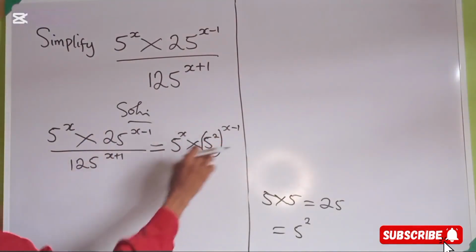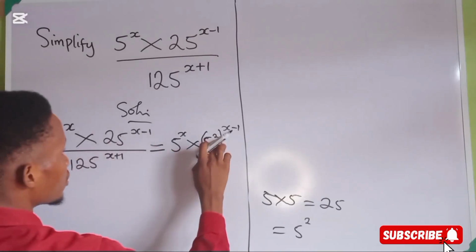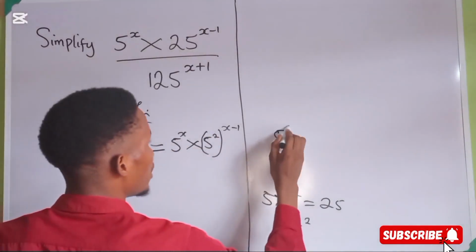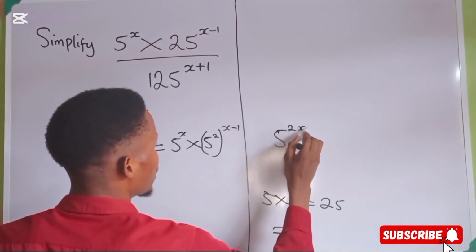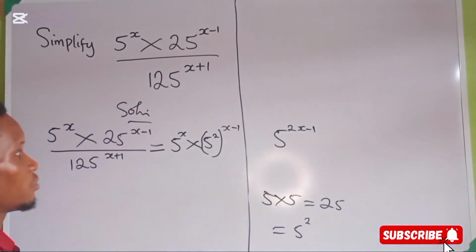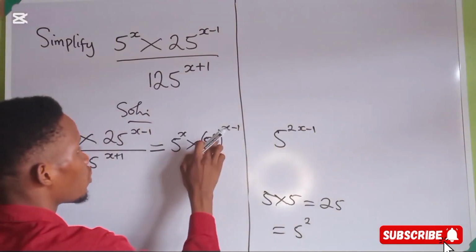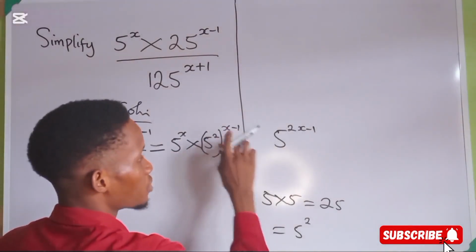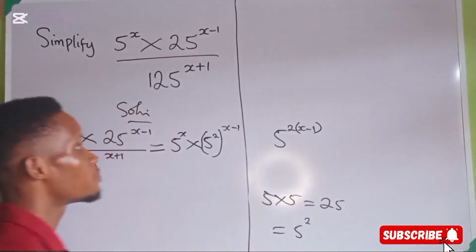So you must put this bracket, because if you just write 5 raised by 2, then write x minus 1, it is very wrong, because this 2 here is supposed to multiply what is outside. There is a lot of indices that explains this later.